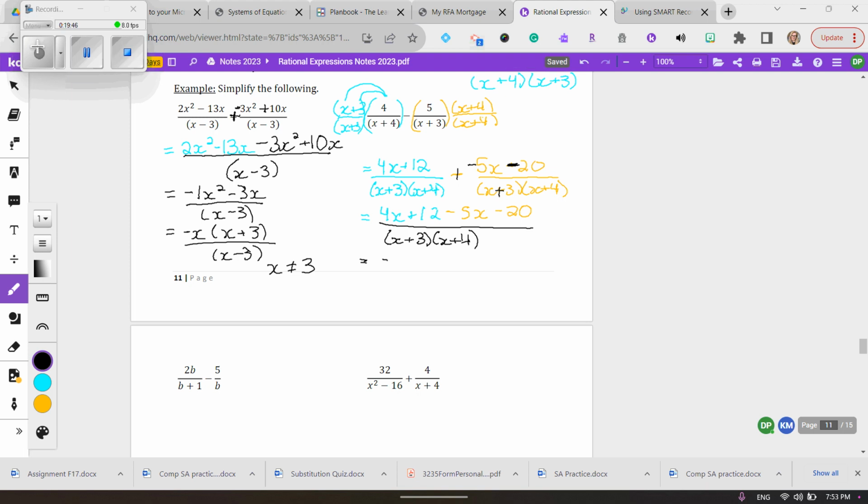4x minus 5x gives me negative x, and 12 minus 20 gives me negative 8 on the top. And then on the bottom, I have x plus 3 over top of x plus 4. Great, that's my final answer. No more factoring can be done. So now I state my non-permissible values. X cannot equal -3 or -4.